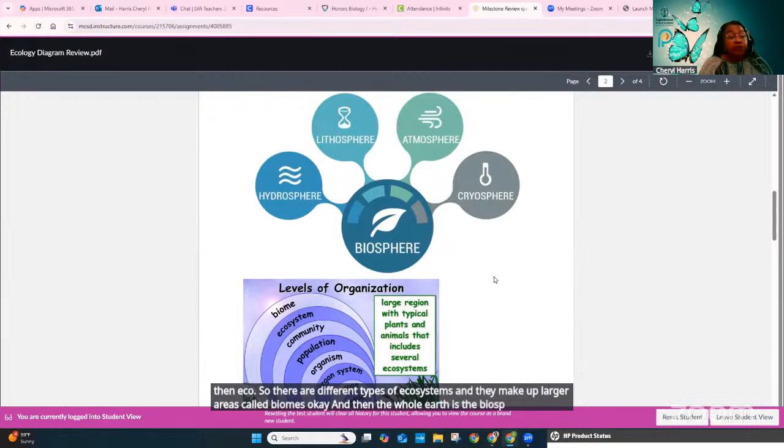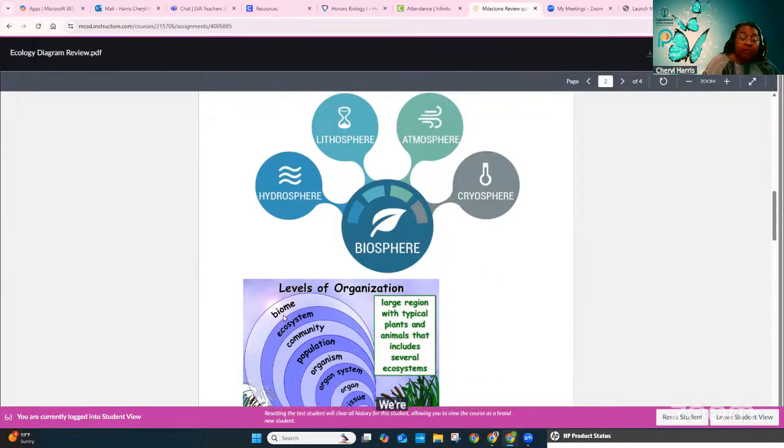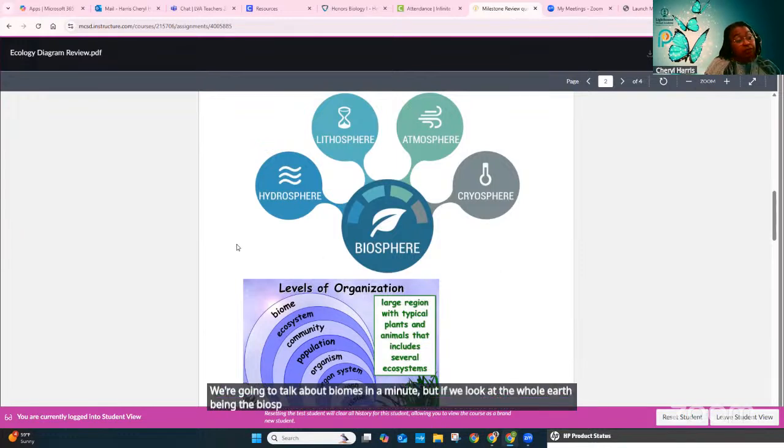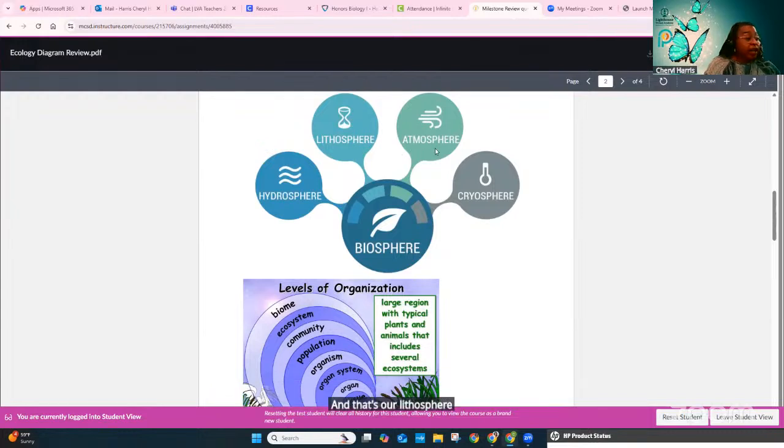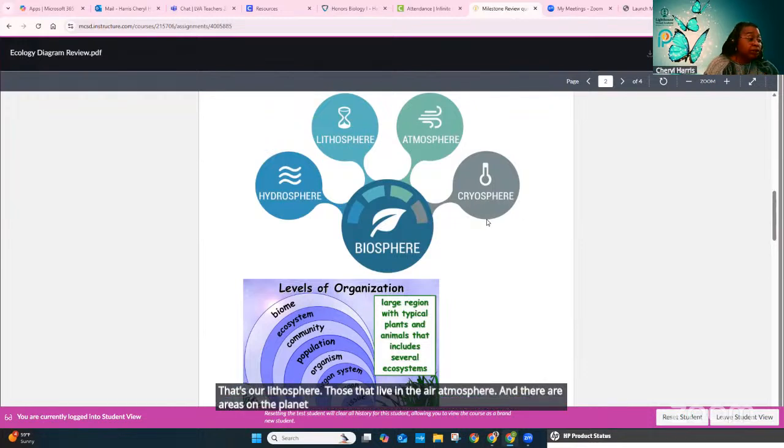We're going to talk about biomes in a minute, but if we look at the whole Earth being the biosphere, there's different kinds of places in the biosphere. We have those that are in the water, that's our hydrosphere. Those that are on land, that's our lithosphere. Those that live in the air, atmosphere. And there are areas on the planet that are frozen, and that's our cryosphere.